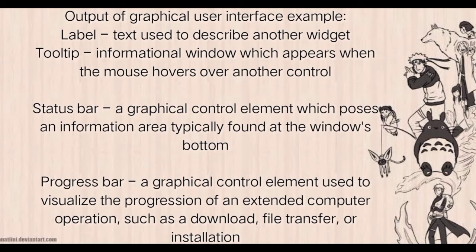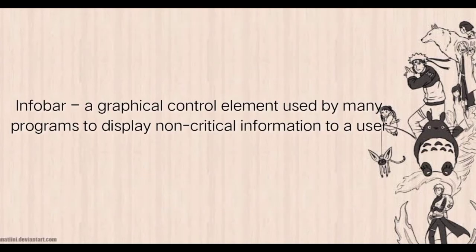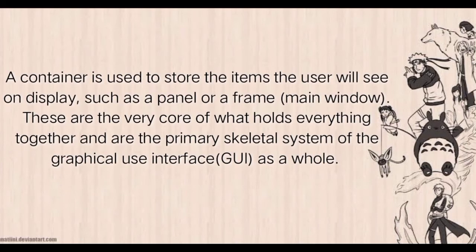Progress bar: a graphical control element used to visualize the progression of an extended computer operation such as a download, file transfer, or installation. Info bar: a graphical control element used by many programs to display non-critical information to a user. A container is used to store the items the user will see on display, such as a panel or a frame. These are the very core of what holds everything together and are the primary skeletal system of the graphical user interface as a whole.